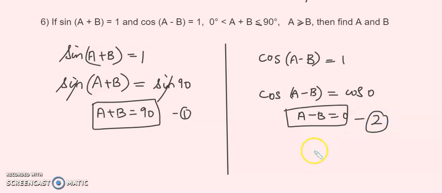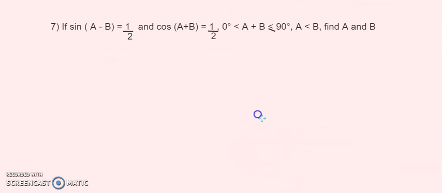You can do substitution. Why? Because here you have a minus b equals 0, so a equals b. You can do a substitution method or you can do an elimination method to find the value of a and b. Right? Now let's take the next question.